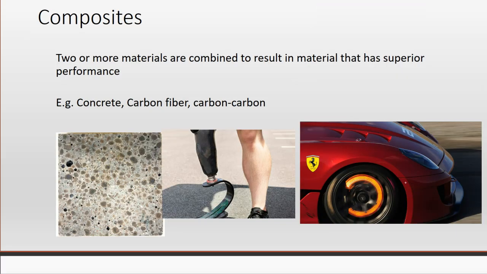So when we combine two or more materials, we can result in a material that has a superior performance to either one. Examples of those are concrete, which is a ceramic composite, carbon fiber, which is a polymer ceramic composite, and we have carbon-carbon composites here. Carbon-carbon composites are being used here in a high-performance brake rotor.